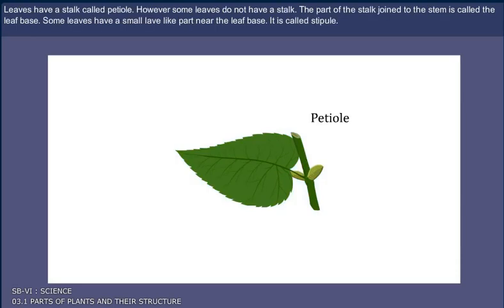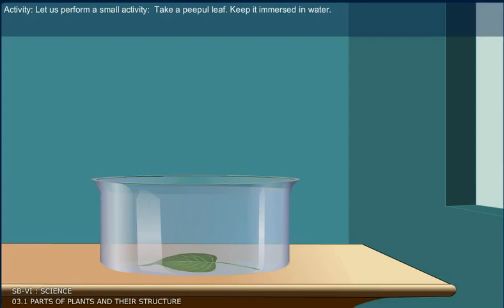Leaves have a stalk called petiole. However, some leaves do not have a stalk. The part of the stalk joined to the stem is called the leaf base. Some leaves have a small leaf-like part near the leaf base. It is called stipule.